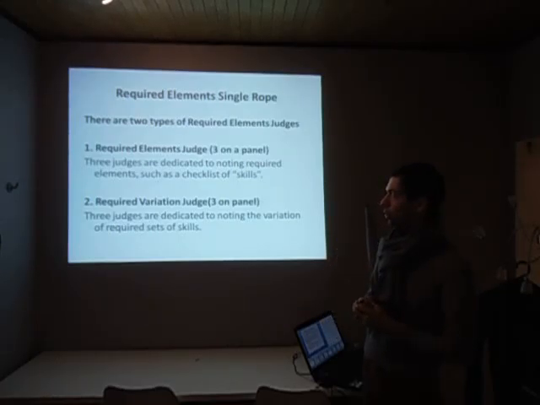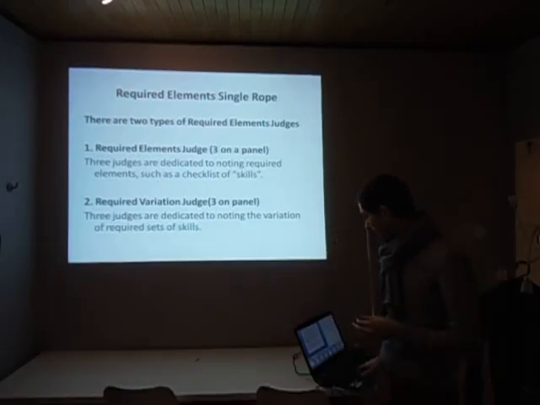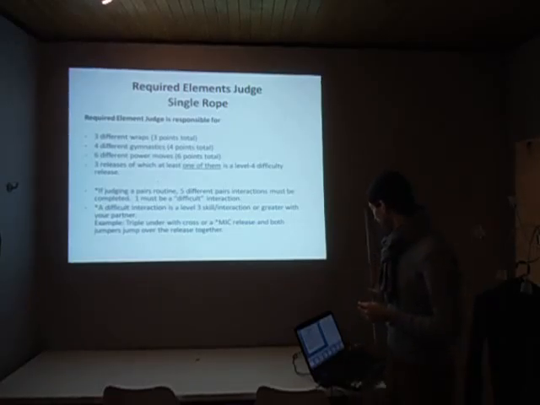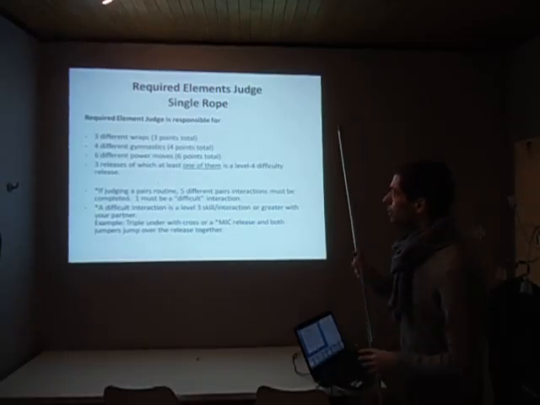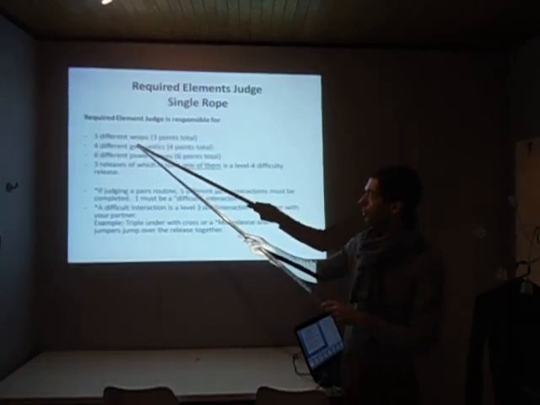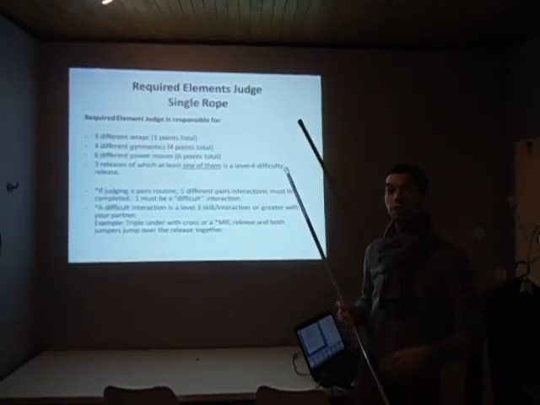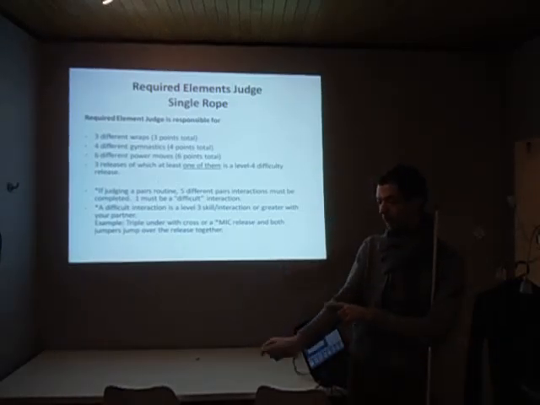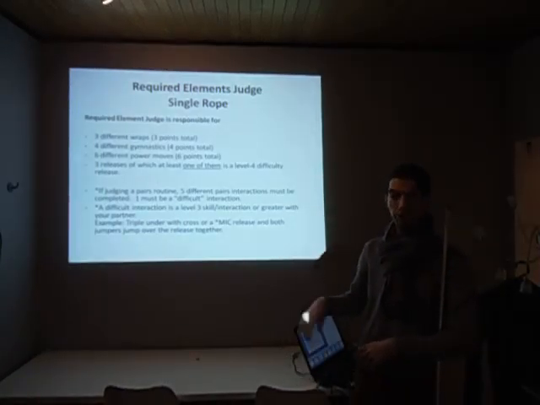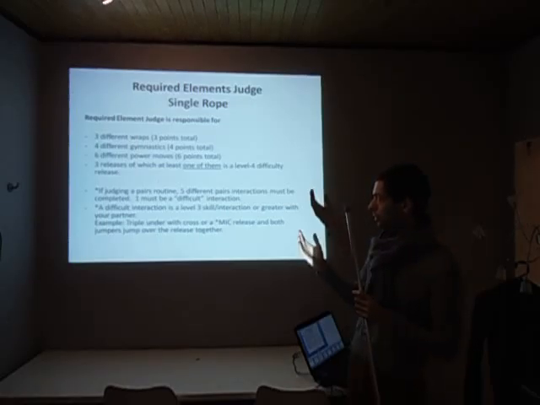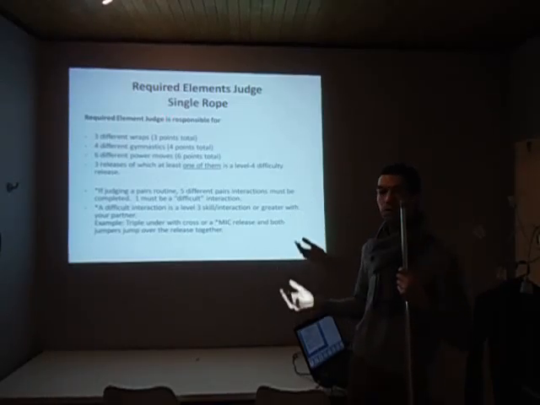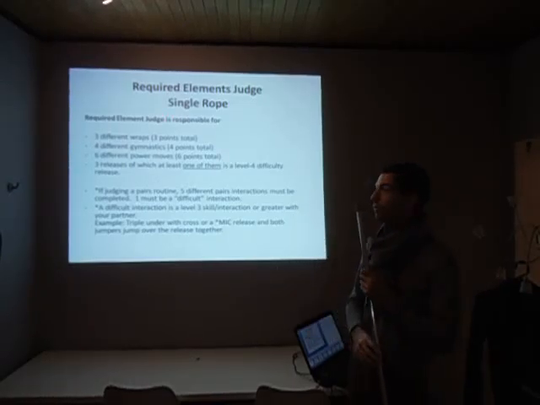So the first judge judges required elements, but basically only these ones, the ones that you see here. You have, first of all, they have to judge reps. So you have to do in your routine three different reps. So a rep where you wrap around your arm, for instance, or around your leg, or whatever. Those are reps. You can do them forwards, you can do them backwards, you can do them in multiples, and so on. Those are all different reps.